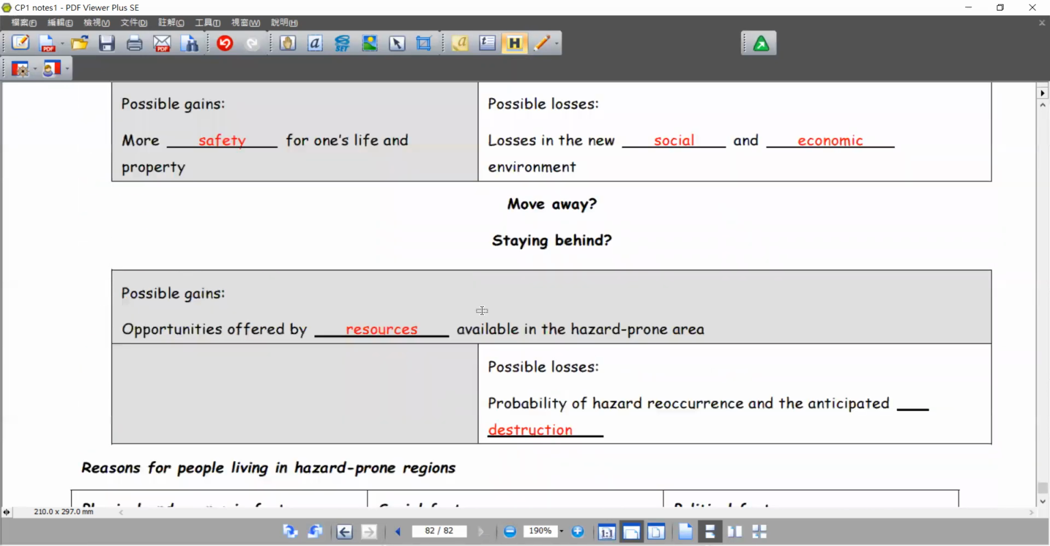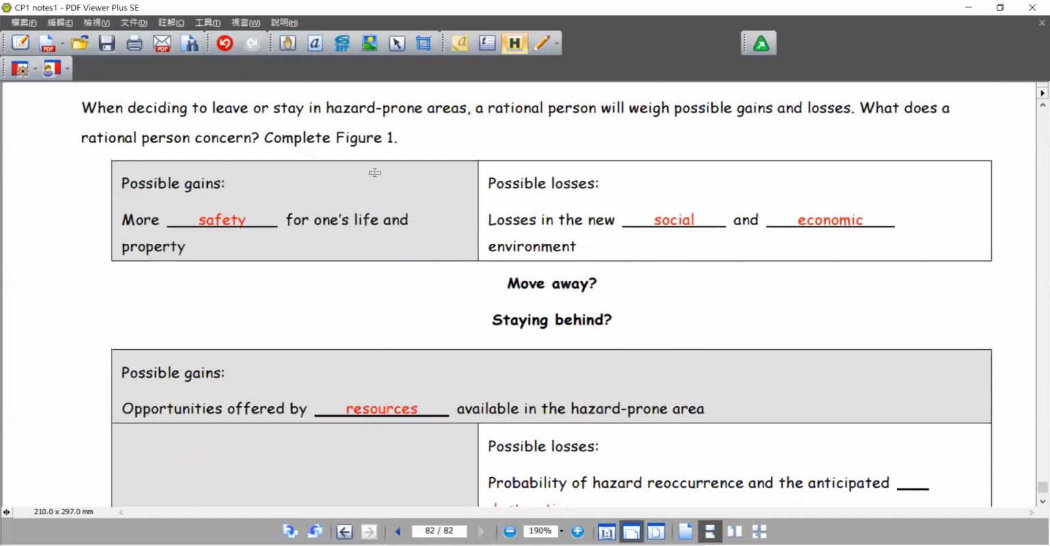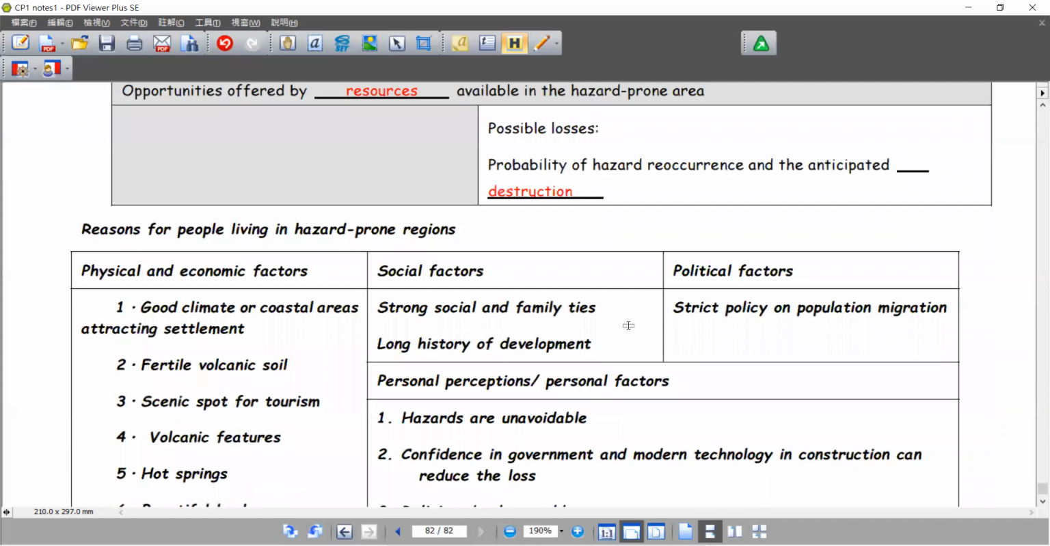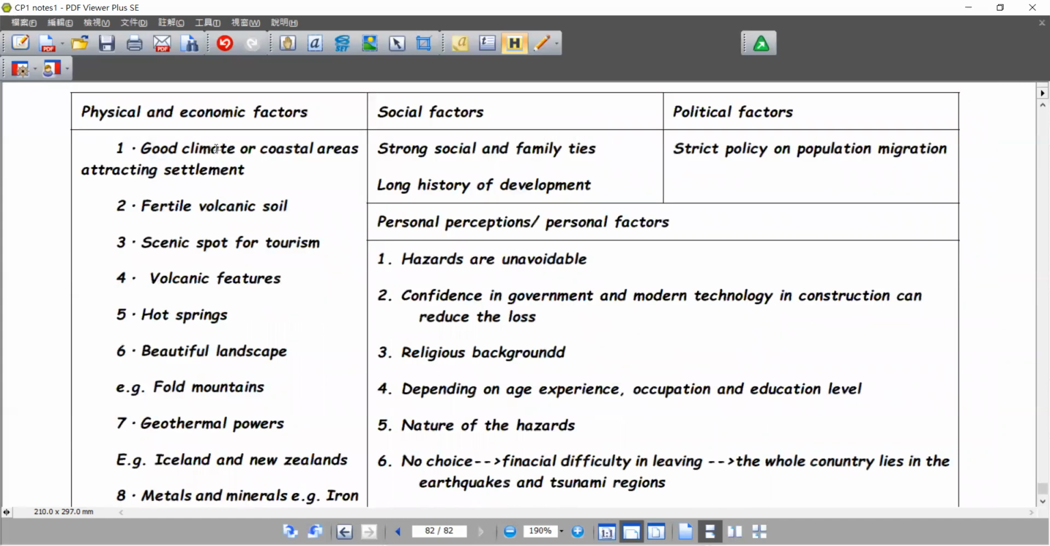Okay, then the risks have to override the opportunities in order to make the people leave. And also this is a more detailed explanation, you can refer to it as well. Good climate, fertile soil, scenic spots for volcanism, volcanic features just like the hot springs, and then beautiful landscape, just like Mount Fuji is very good, and then Flow Mountain, I've told you in the lesson, is also very good.